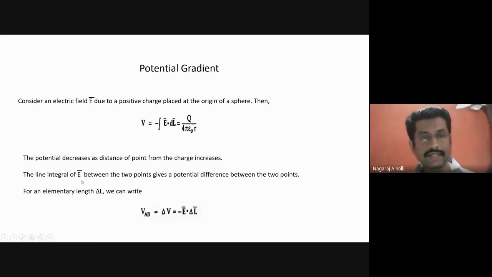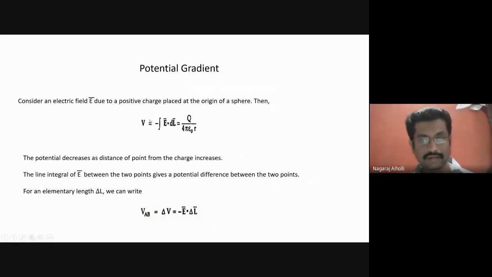The line integral of E bar over the length dl bar gives the potential difference between those 2 points. Let us say I am taking the minus line integral from a to b of E bar dot dl bar. Then what will it give us? It will give us the potential difference between the 2 points A to B, because this is equal to V, that is our LHS. Is it not?